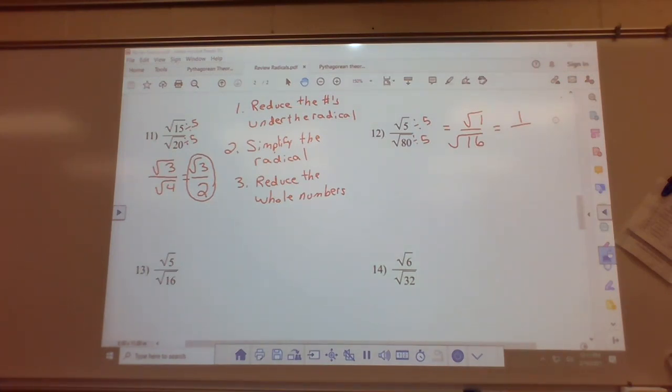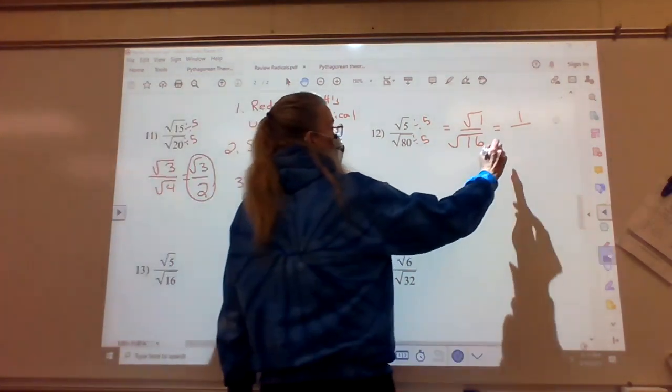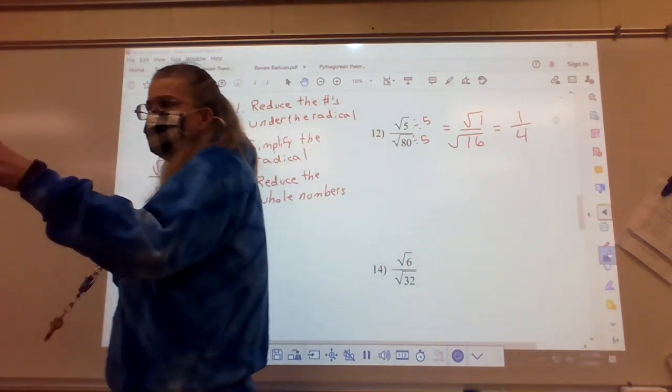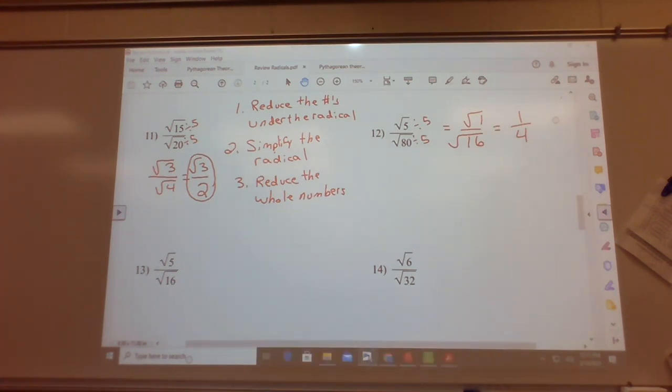Square root of 16. Careful. What times itself is 16? 4. See why it's 4? Okay. So I get a 4. 1/4. It says to reduce the whole numbers, but there's nothing to reduce. So we're done.